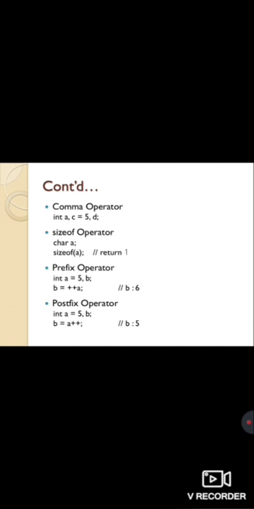Now comma operator. Comma operators are used to link related expressions together. For example, int a comma c equals 5 comma d. So in a single statement we are declaring three integer type variables separated by the comma operator.